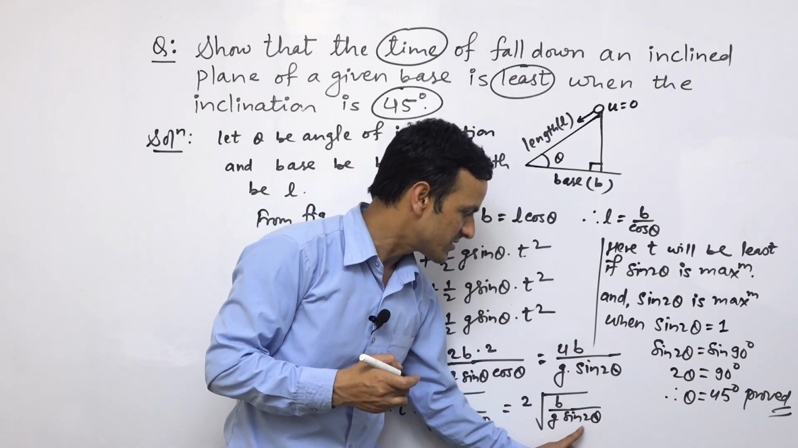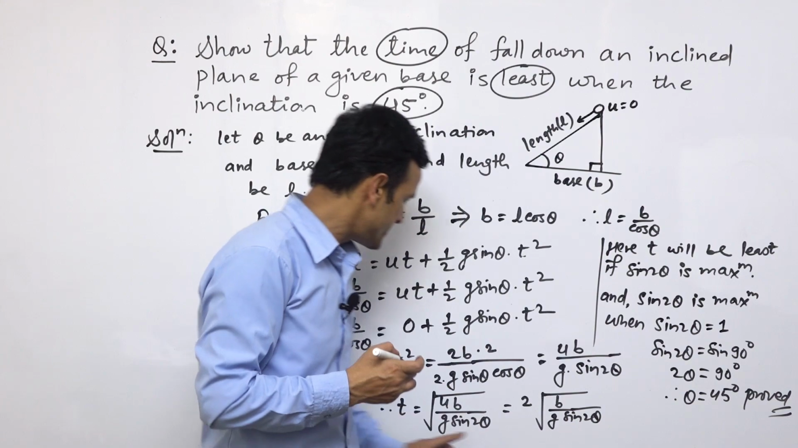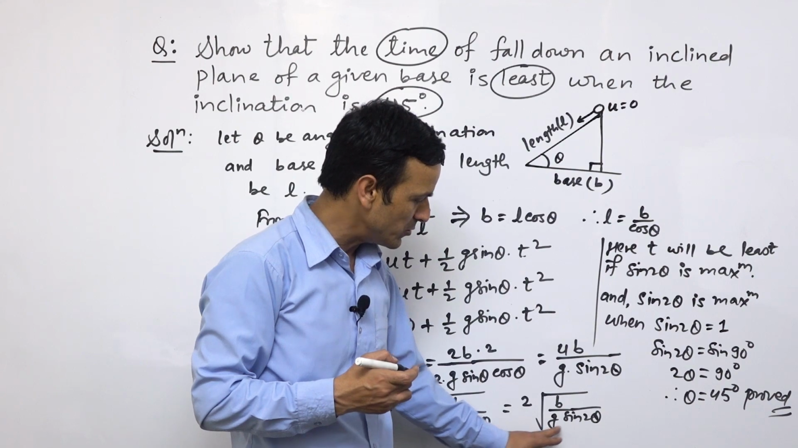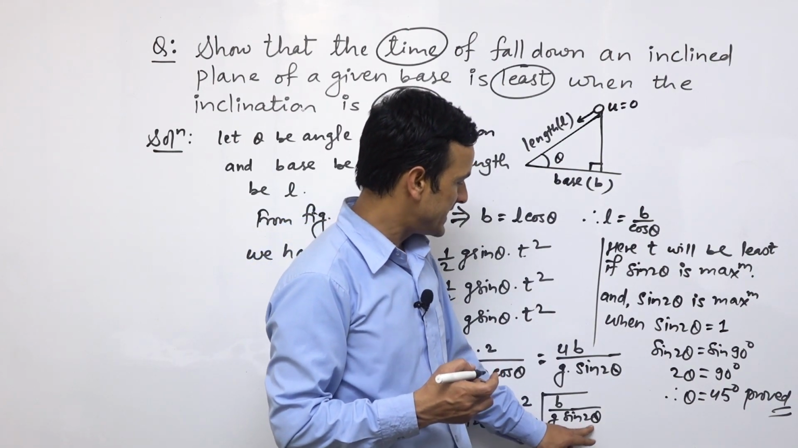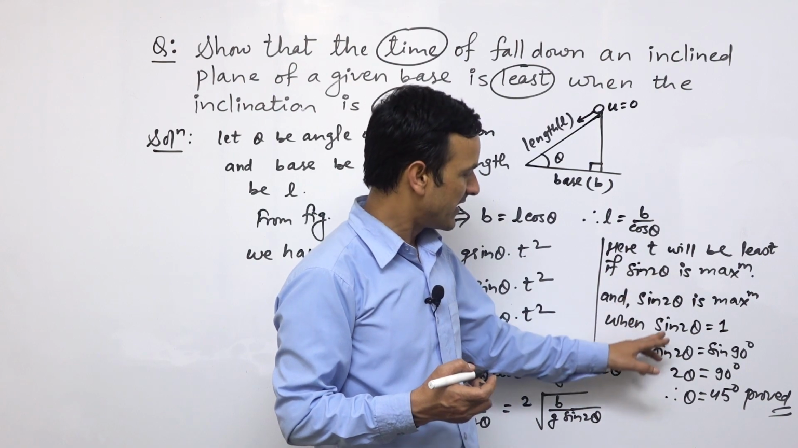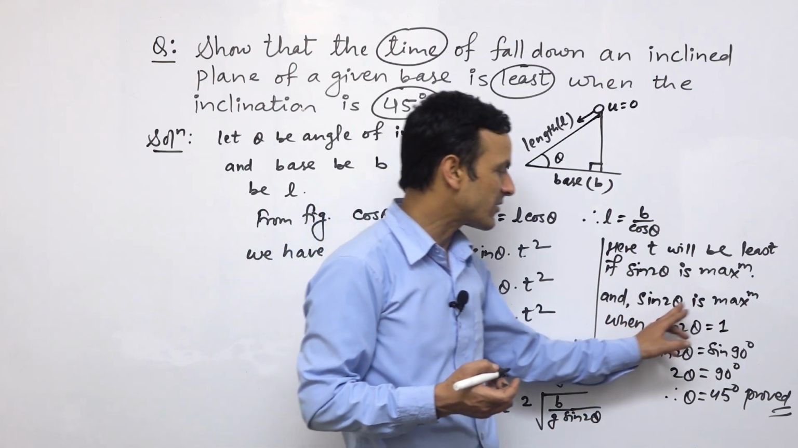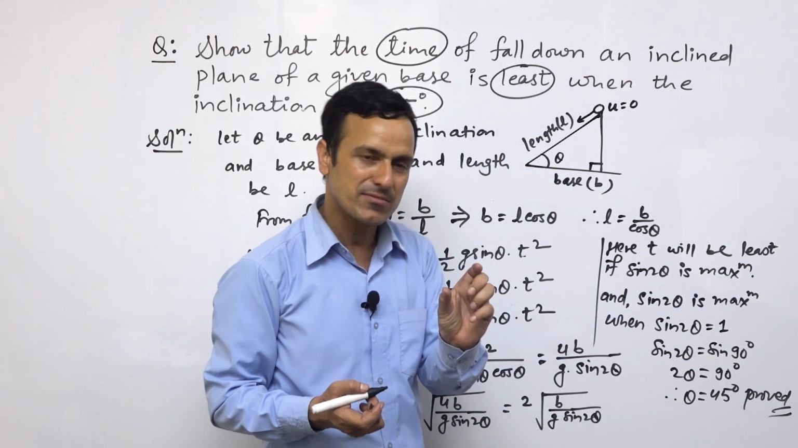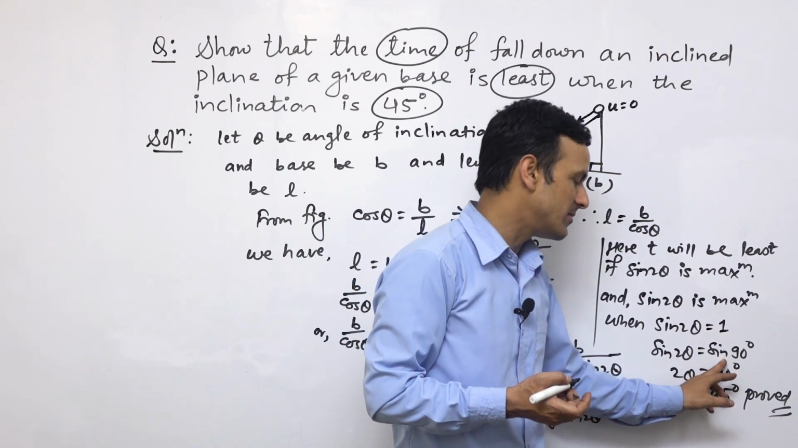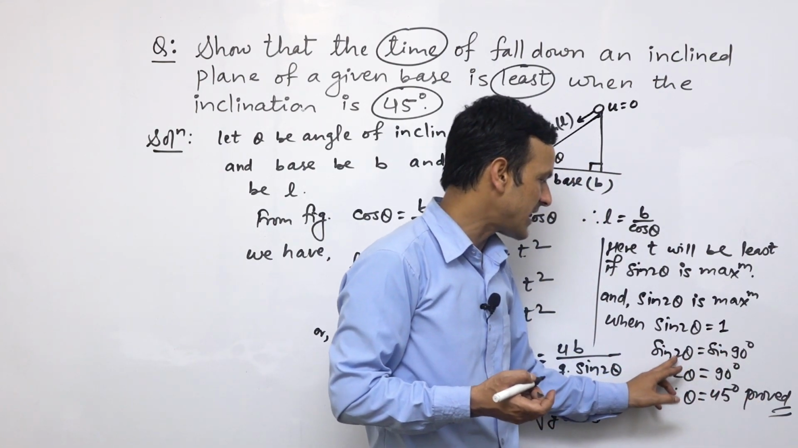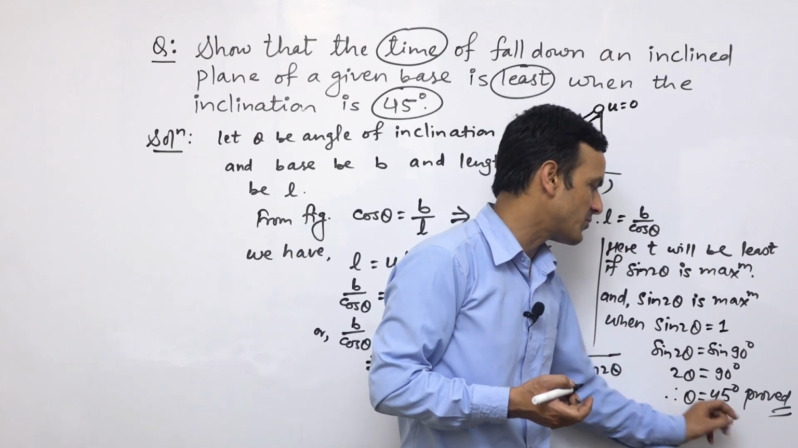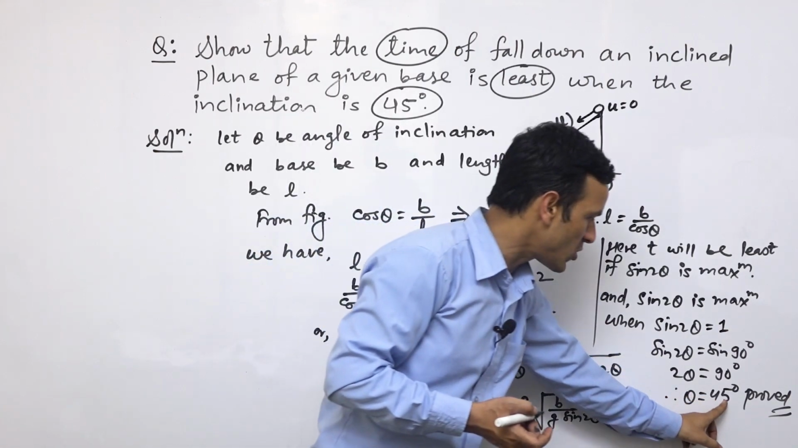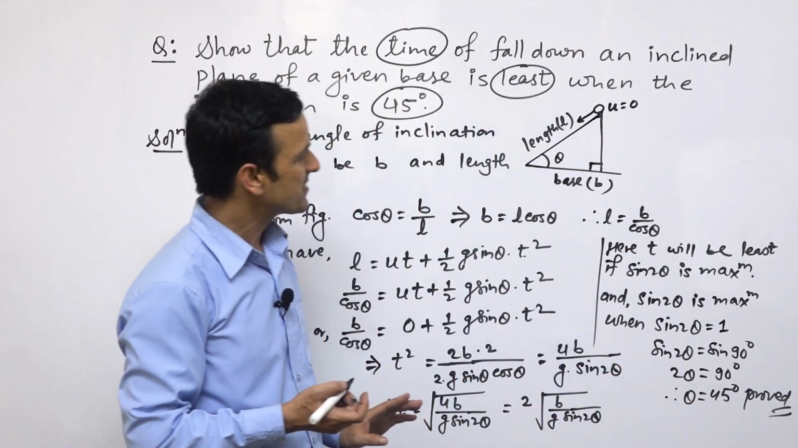So the value of t is based on the value of theta. Our t depends on the value of sin 2 theta, because B upon g is the constant value, and if sin 2 theta is the maximum value then t will be least. And when is sin 2 theta maximum? When sin 2 theta is 1. The maximum value of sin is 1, and for 1 it must be sin 90. Cancelling sin on both sides, 2 theta is equal to 90 and theta is equal to 45. So this is the answer, this is our required result. Theta is equal to 45 is the correct answer for the time which should be least.